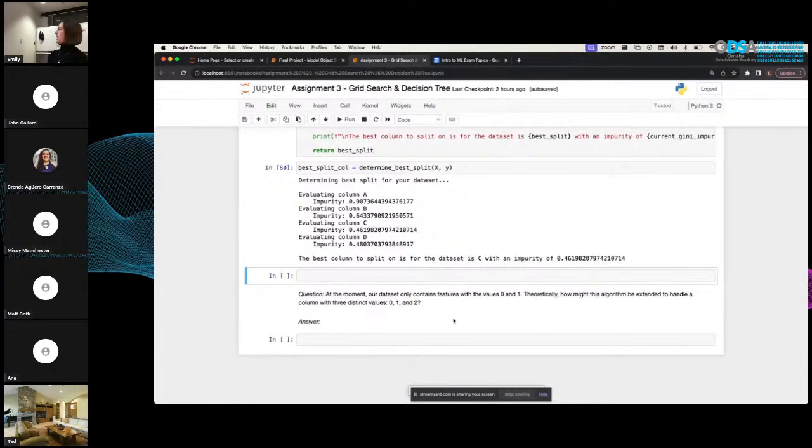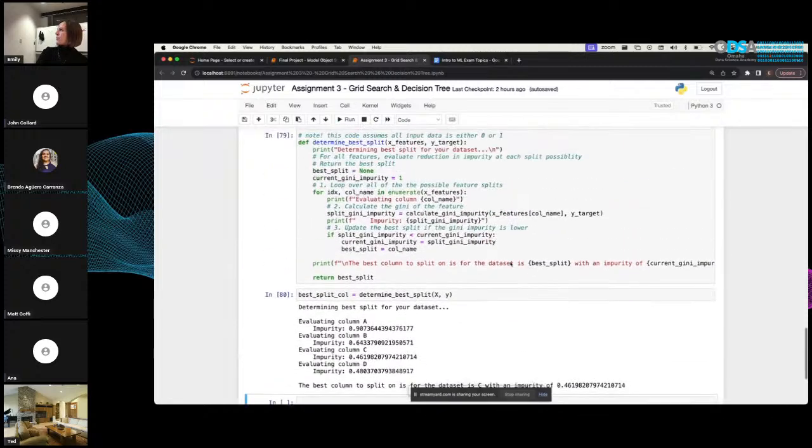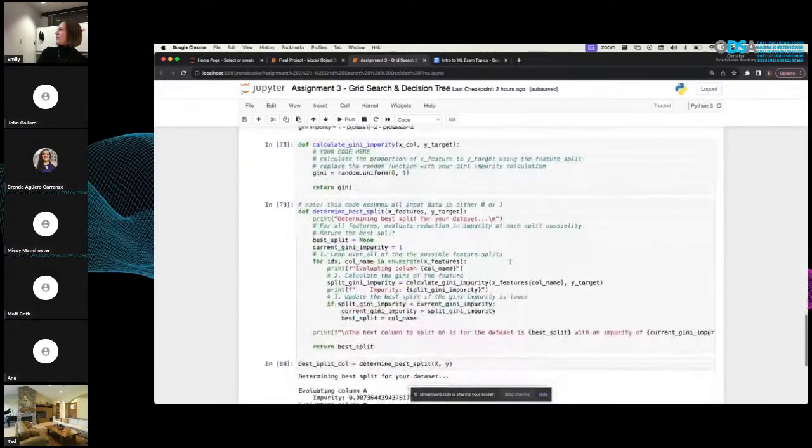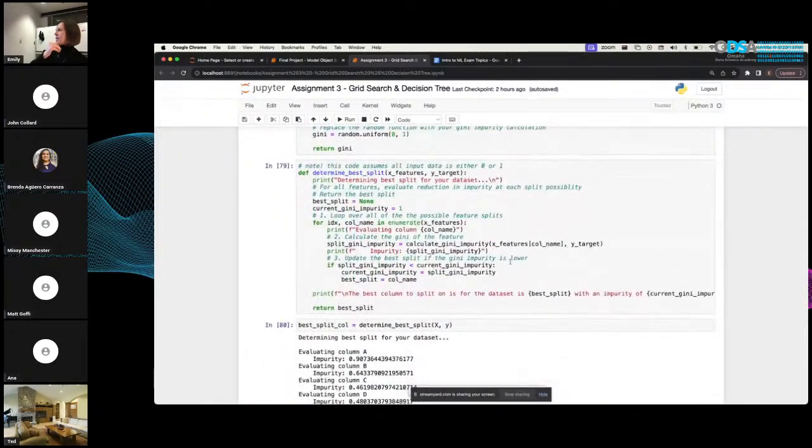So then the question is, this data set is just all zeros and ones, and at the moment our data set just contains features with just the value 0 or 1. It has this feature, or it doesn't. Theoretically, how might this algorithm extend to a column with 3 distinct values? So 0, 1, 2. I tried to make this the simplest form of a decision tree possible, and we're just determining the split at the first level.